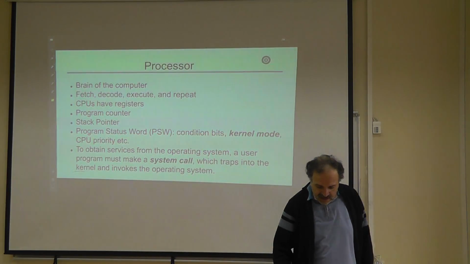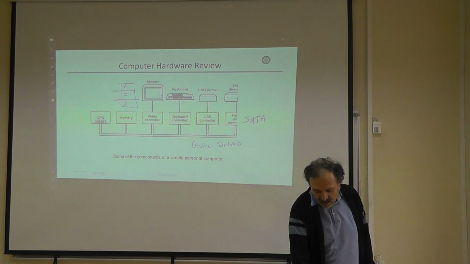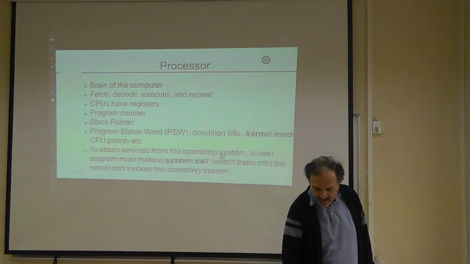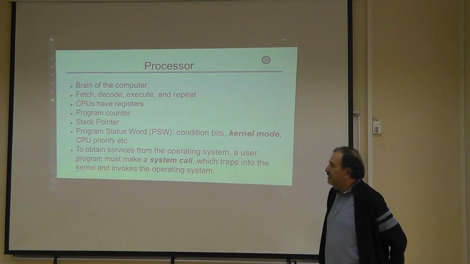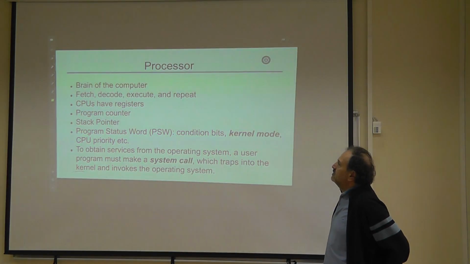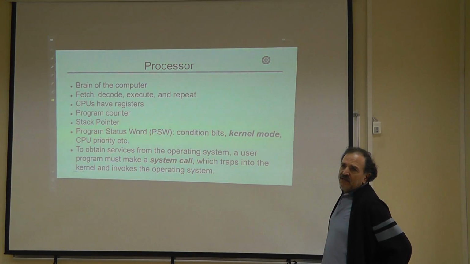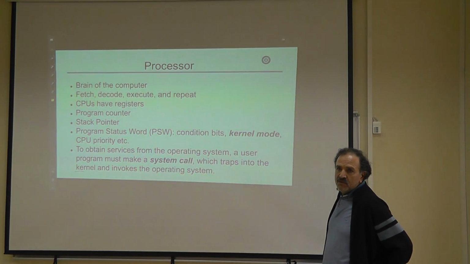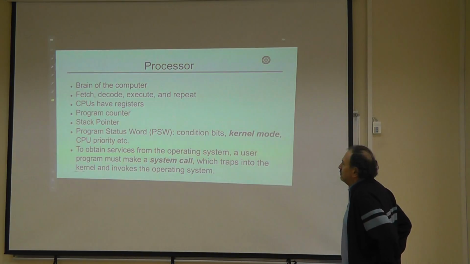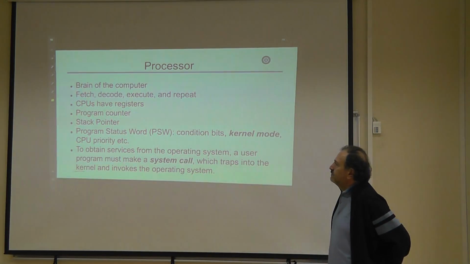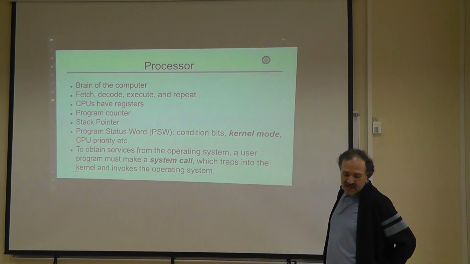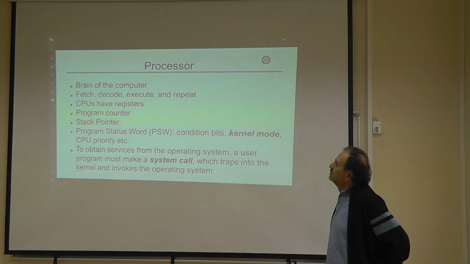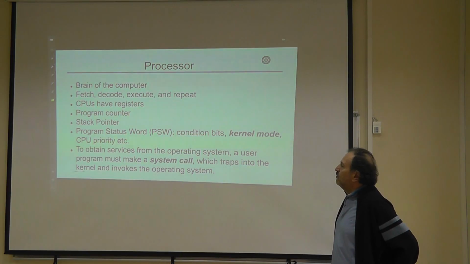Okay, let's talk about each of these one by one. First, the processor. Without the processor, there is no computer. It's the brain of the computer. But its job is something boring. What it does is fetch the instruction, execute it, and then repeat. The whole life of the CPU is this: fetch instruction, execute, and repeat. That's it. So the faster it does it, the better. It's more efficient. We already know that.